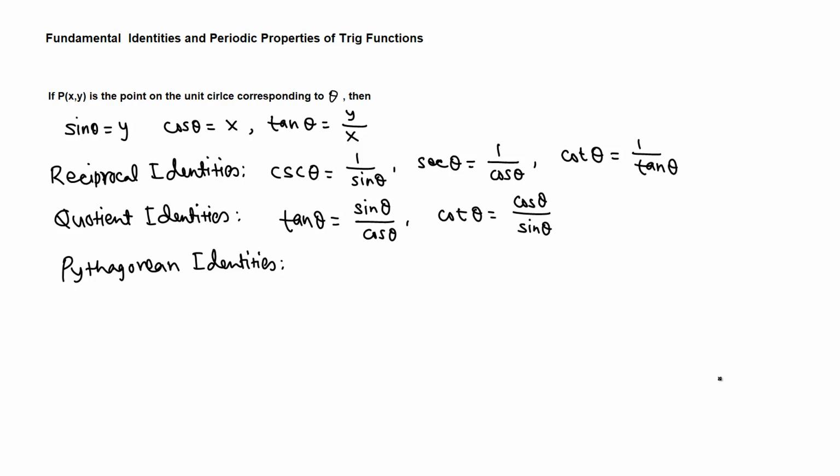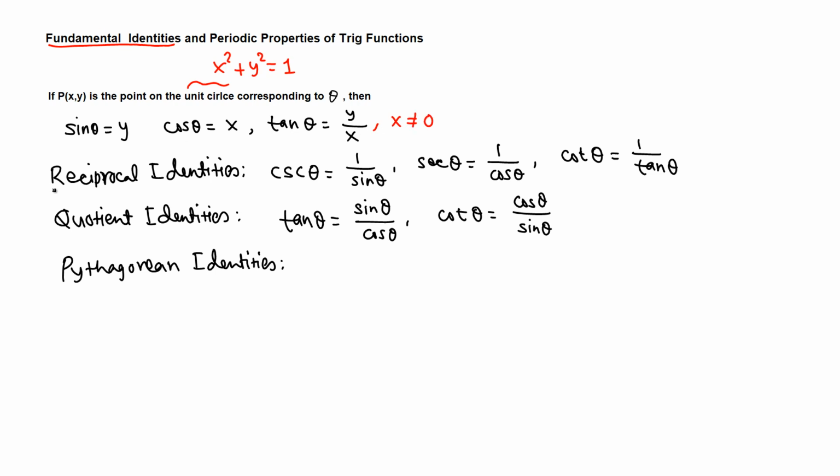Fundamental identities and periodic properties. Recall that if P is the point on the unit circle, meaning x squared plus y squared equals 1, radius 1, corresponding to angle theta, then we define sine theta by y, cosine theta by x, tangent theta is y over x when x is not equal to 0.